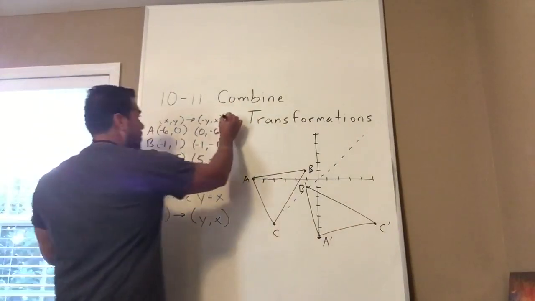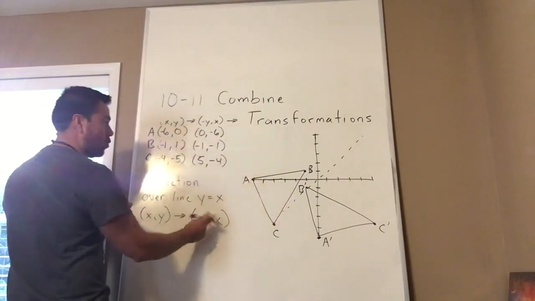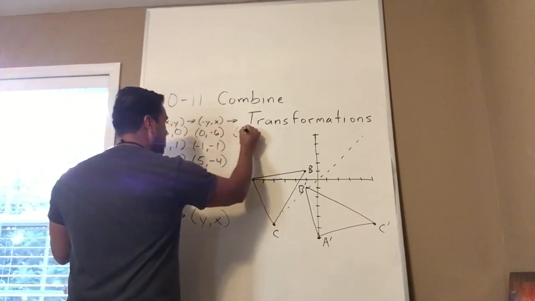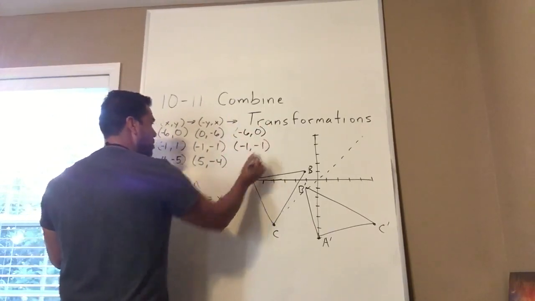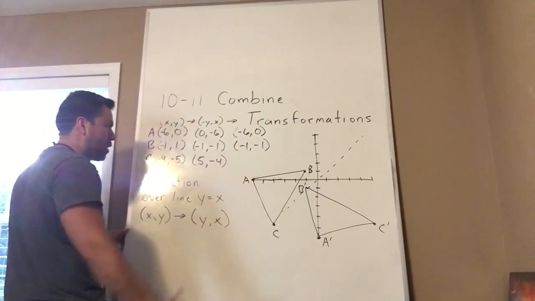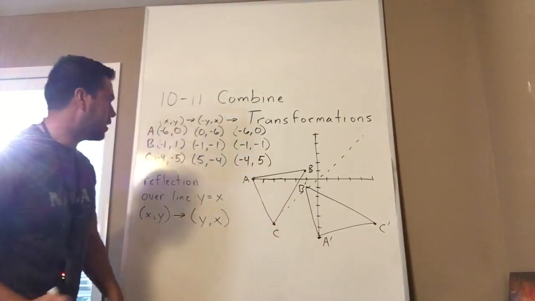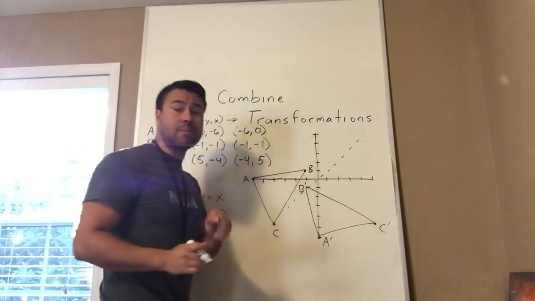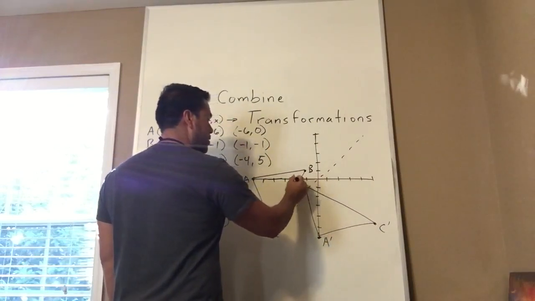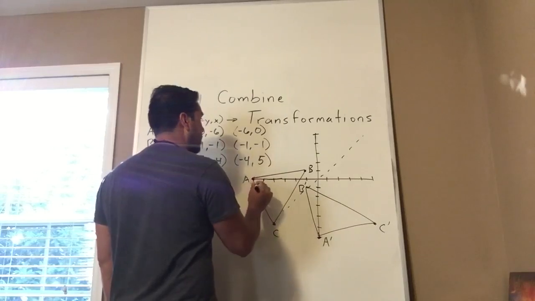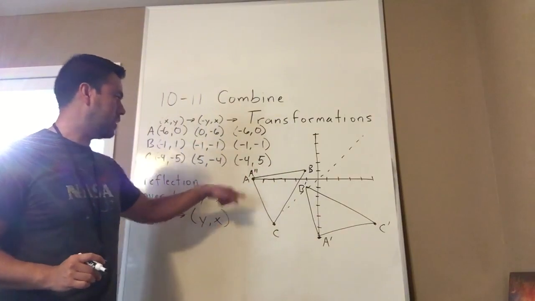So here I'm going to transform again, and I'm going to make it switch to the yx. So here's our coordinate. It becomes -6, 0. This next coordinate switches to -1, -1. So nothing changed on that B double prime. And then -4, 5. So I'm going to put those new points. -6, 0 is going to be my A double prime. Notice that's where A was already.